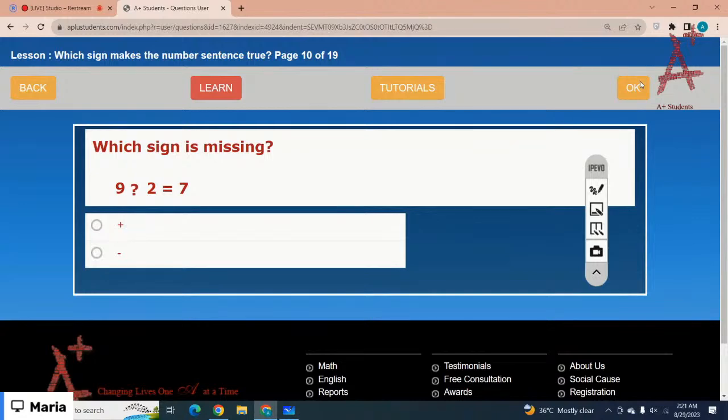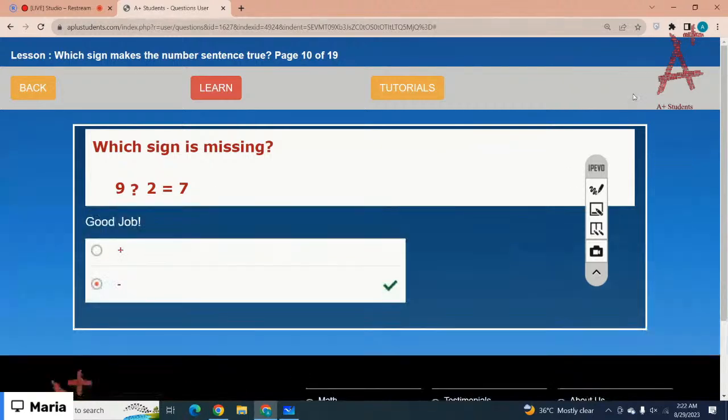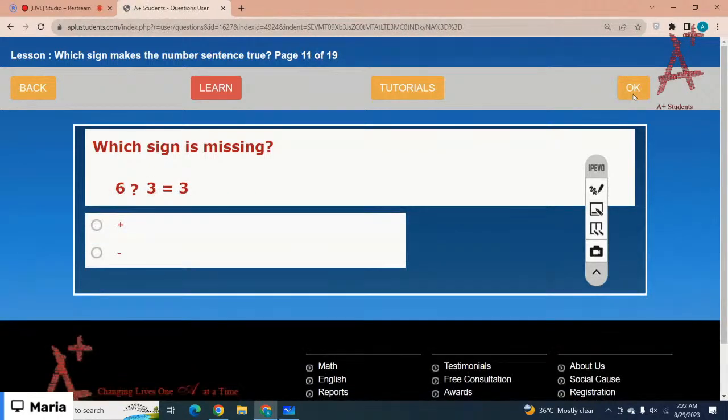Which sign is missing? 9 plus 2 equals 7 or 9 minus 2 equals 7? Which is the correct one? The correct option is you have to subtract, right? 9 take away 2 equals 7.